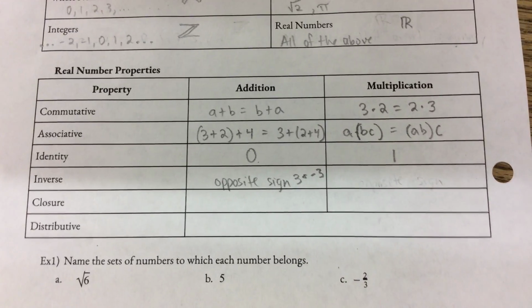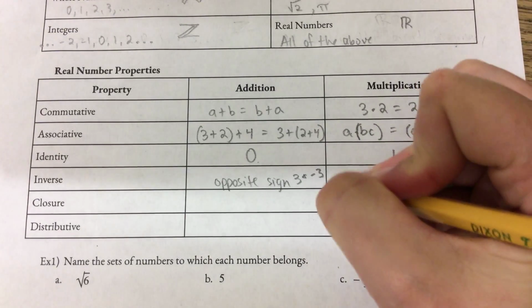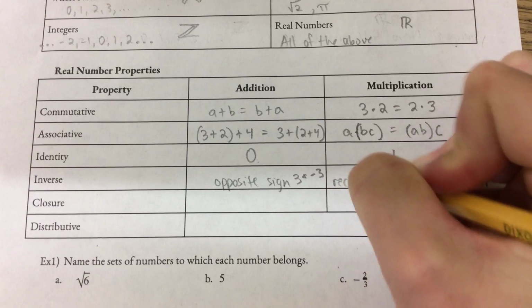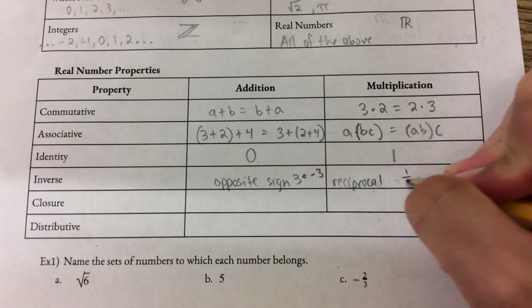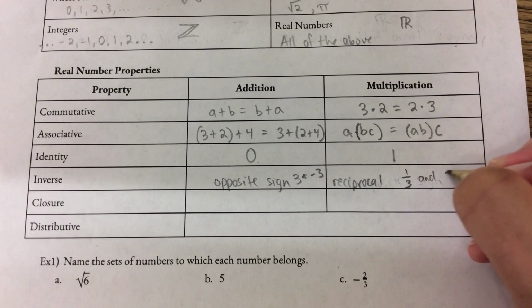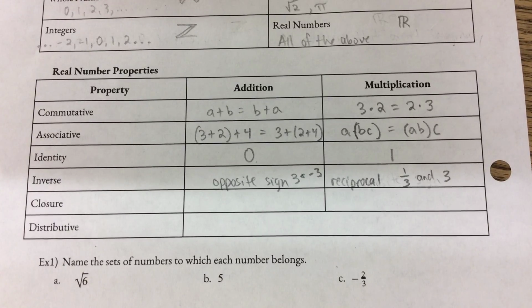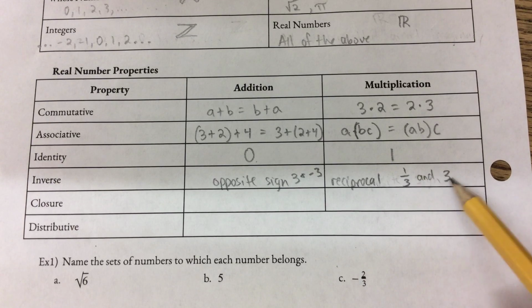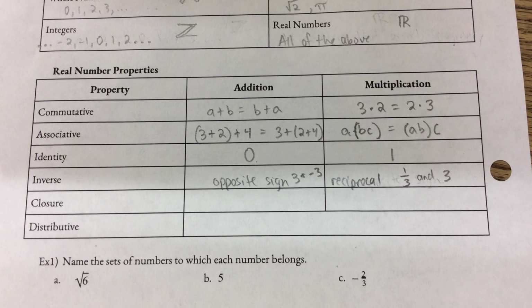Inverse of multiplication is going to be the reciprocal. So if I have 1/3, the reciprocal of that is 3 over 1. If you multiply these, 1/3 times 3, it takes you back to the identity. That's what the inverse is for. Okay.